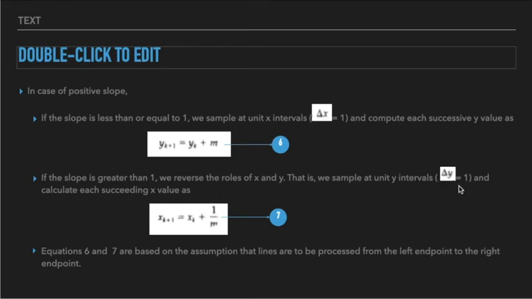Delta y will be equal to 1 here. And then you find the successive x values using the equation xk plus 1 equals xk plus 1 by m. These equations, equation 6 and equation 7, are both derived from equations 4 and 5 correspondingly. Equation 4 is delta y is equal to m delta x, which we have seen earlier.